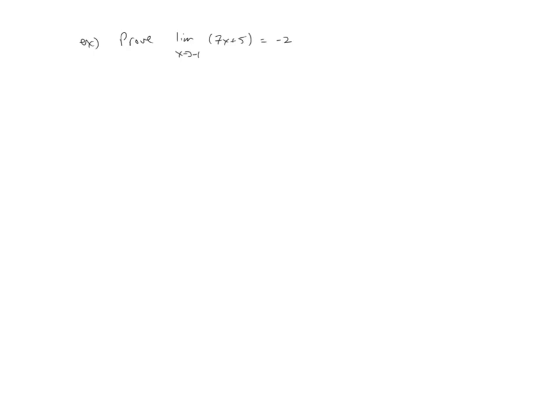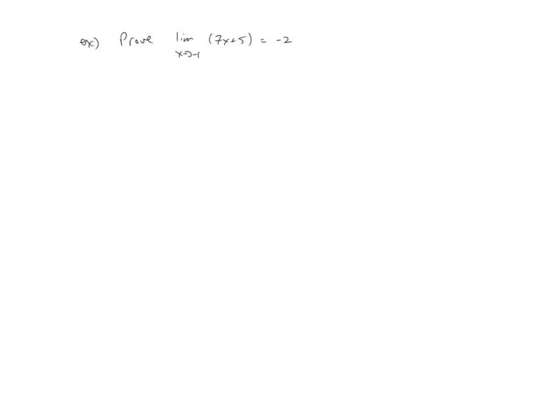Okay, so the type of problem that will work out of this section will be to prove a limit. We're going to prove the limit as x approaches -1 of 7x plus 5 is equal to -2. Now this is an actual proof. Okay, we're told to prove it. We're not just going to take the -1, plug it in there, and show that you get a -2. That's great that it works, but that's not our job here. Our job is to prove it.